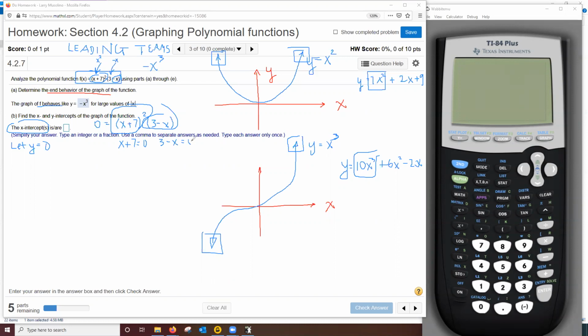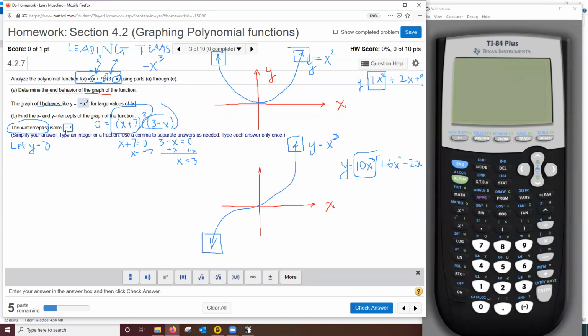Well, for this first one, I'm going to subtract 7 from both sides, so that means x equals -7. And over here, I'm going to add x to both sides of this equation because I want to get x by itself. So that's going to give me x equals 3. So I have two x-intercepts, x equals -7 and x equals 3. So I'll enter those answers, -7, 3.